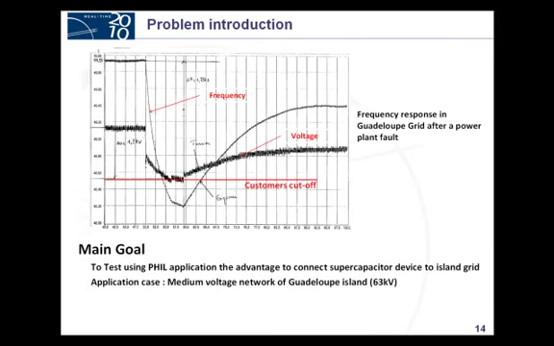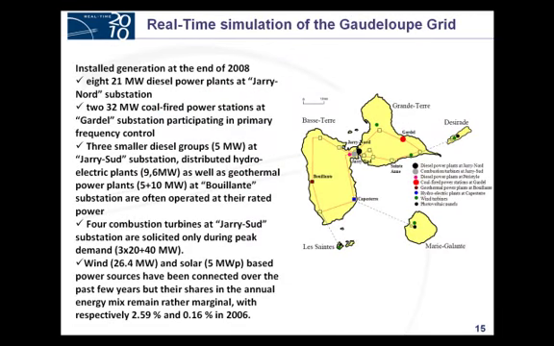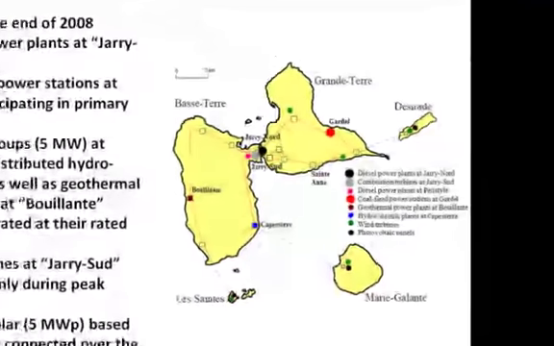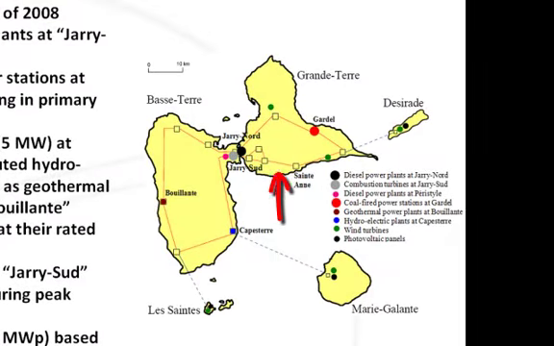So we used our supercapacitor storage device to see if it can support this kind of fault. And the application case was to use the medium voltage network of the Guadeloupe island. So here you have the presentation of this network. What we want to simulate, to model, is the network which is in red here, which is 63 kilovolts.